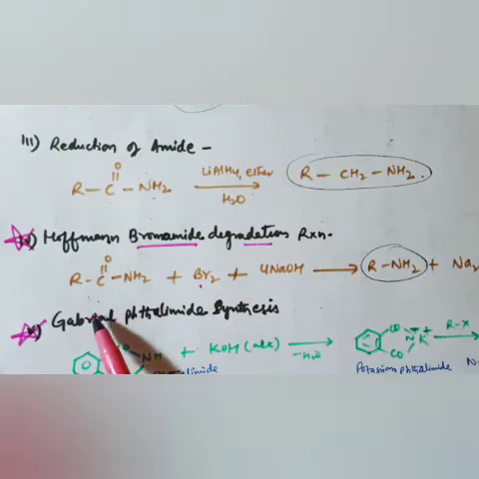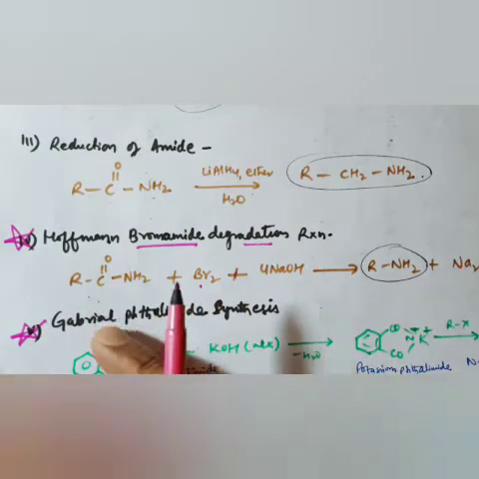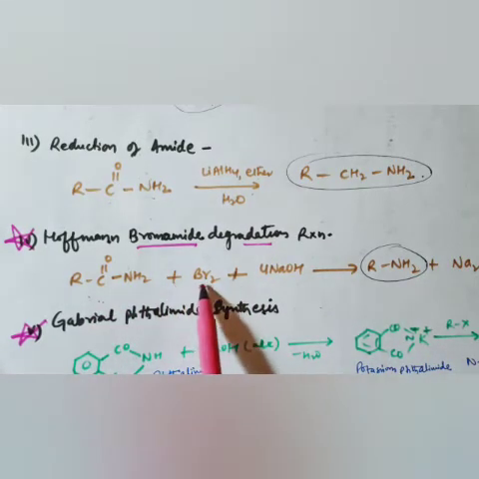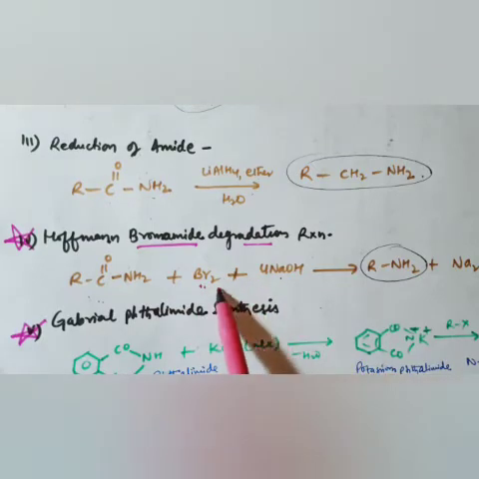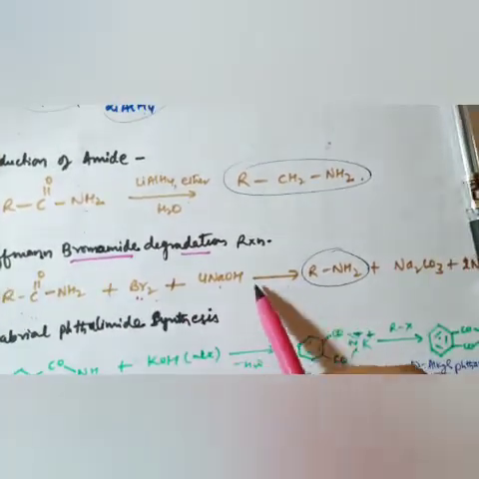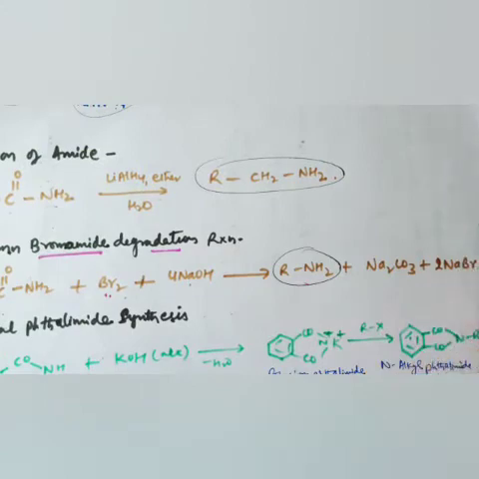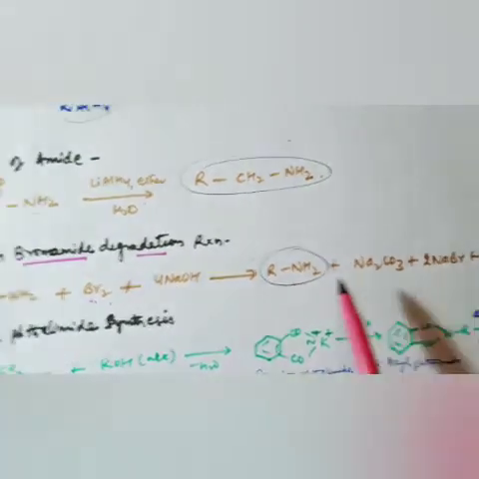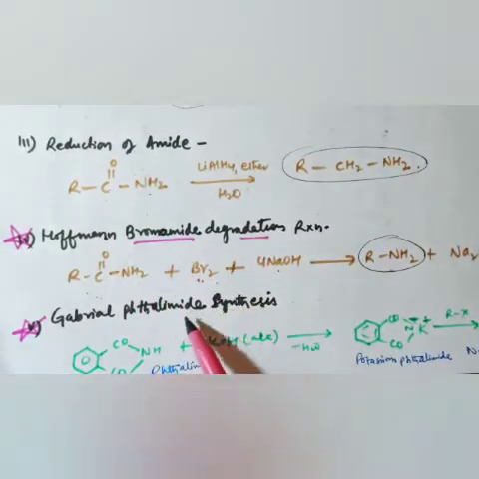This method was developed for the preparation of primary amine by reacting an amide with bromine or chlorine in NaOH. So bromine will react with NaOH and it will convert into RNH2, Na2CO3, NaBr plus 2H2O. That is called Hofmann bromamide degradation.